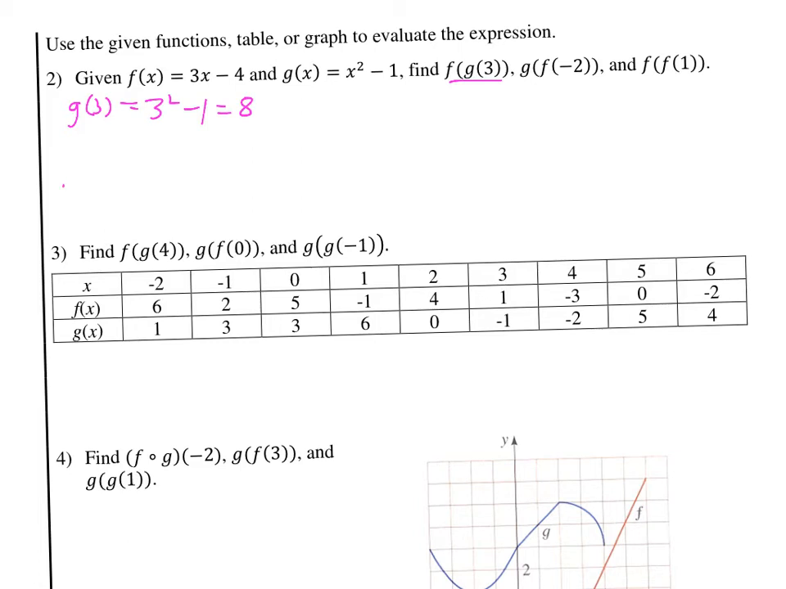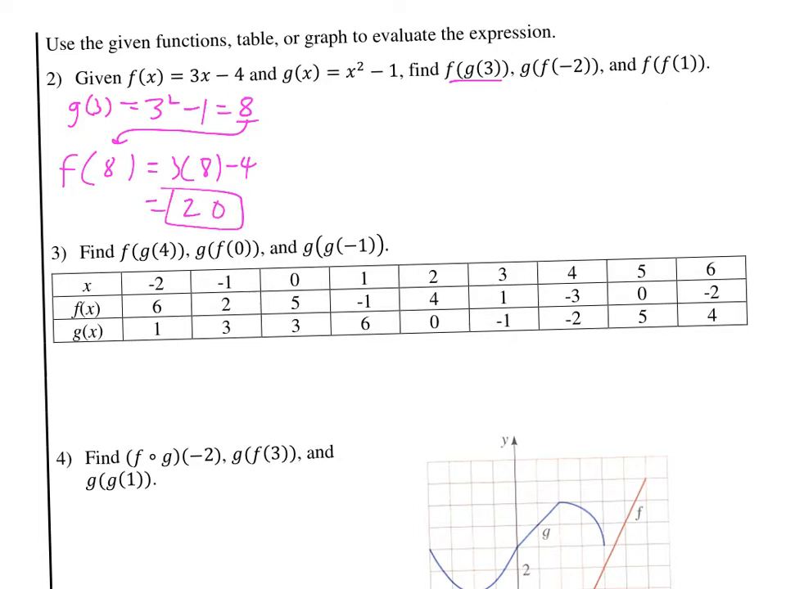But now I need to do the outer function. So I take that answer from the first part, and now that's like my x value. And so I have to plug that into the f function, 3 times 8 minus 4. And so that is 24 minus 4. So that's going to give me a final answer of 20.